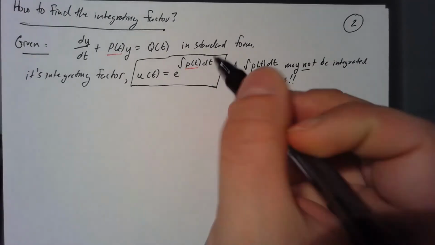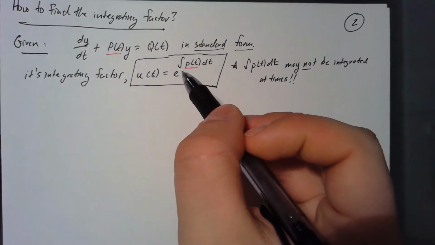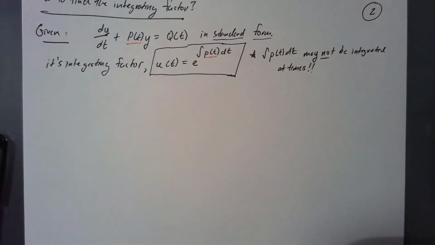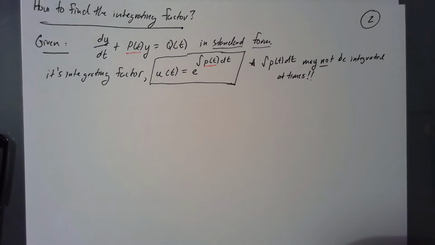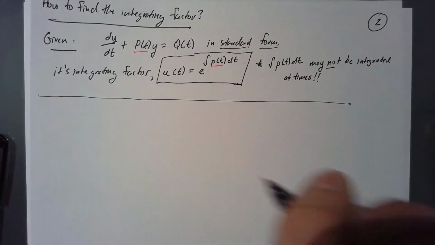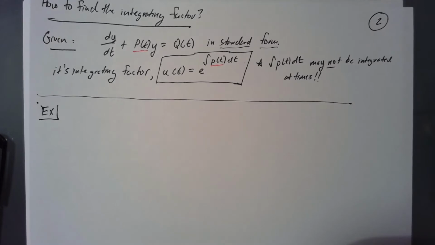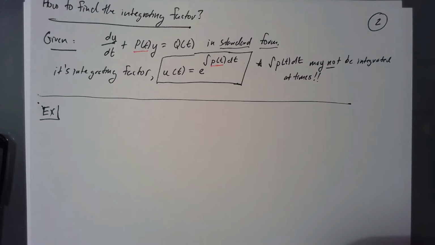That's why it's important to put this in standard form, because if you don't have this in standard form, you won't be able to identify the integrating factor. Okay? So that's how you find the integrating factor. All right, so we have everything we need to start looking at a few examples here. So let's do that. Example. I'm going to start off simple.